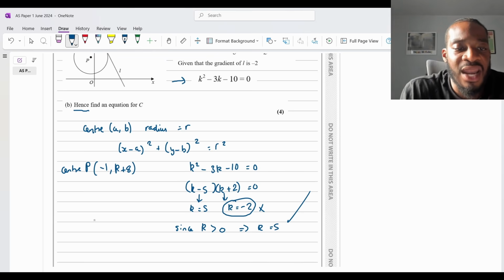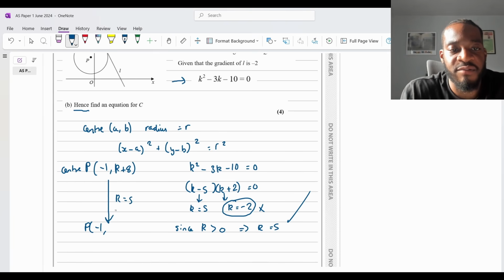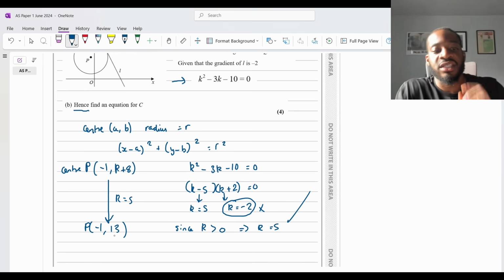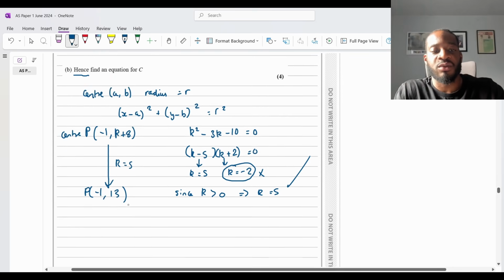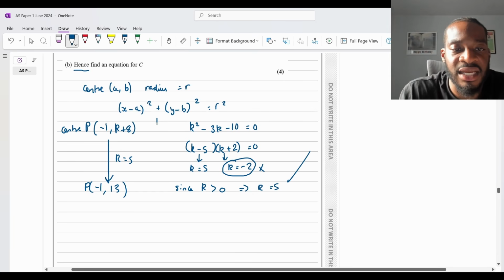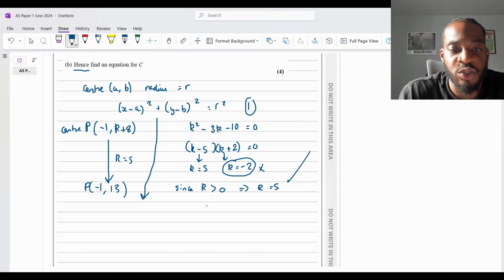Now, with that being said, that would allow us to calculate what the center is, right? So the center is going to be minus 1. Let me write k is equal to 5 here. If k is equal to 5, 5 plus 8 is 13, right? So the center of our circle is minus 1, 13, which would mean then that we can now update this. Let me put this is equation 1, right? Equation 2 has now been updated. So it's going to be x, because that's a minus, we know that it has to be a plus, isn't it? So x plus 1 all squared plus y minus 13 all squared is going to equal r squared.